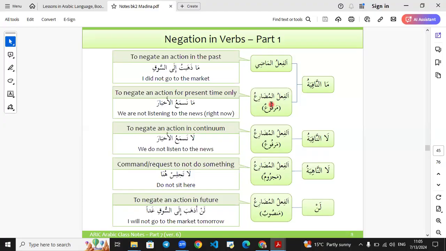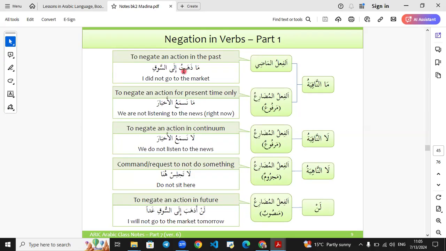So we use ma nafiya. We can use ma nafiya in fi'l madhi, which means we can use it in the past tense. For example, ma dhahabtu ila suq. I did not go. So we are negating the action. Here, dhahabtu, I didn't go to the market.